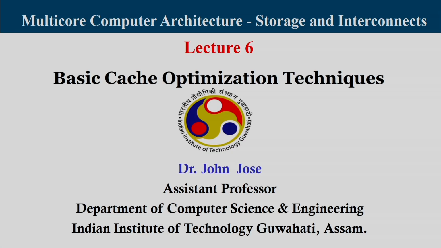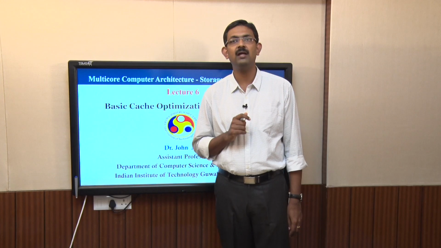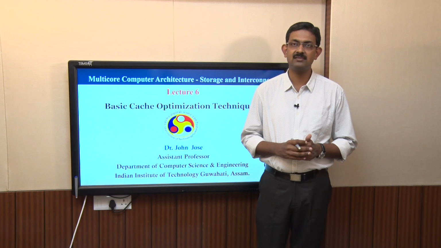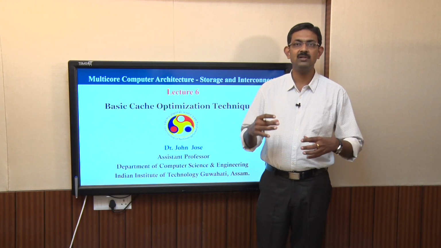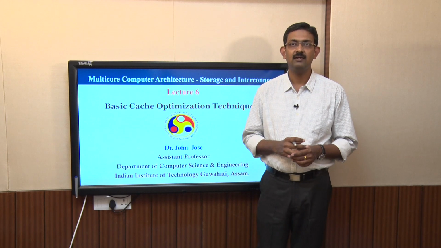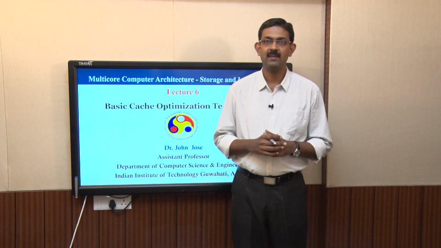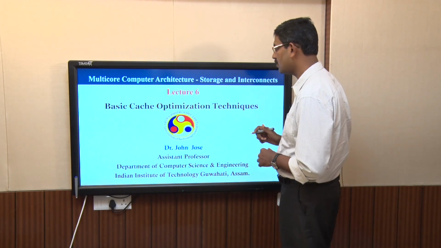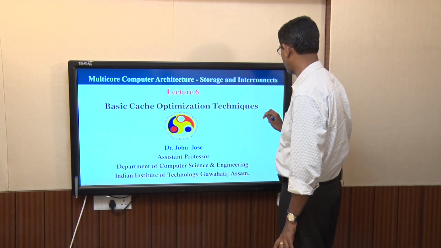So, we will focus on about 6 cache optimizations today, and the idea of an optimization is there are various parameters that impact the performance of cache. How can you fine tune these parameters such that overall accessing the memory is going to be faster than conventional mechanisms? So, basic cache optimization techniques.